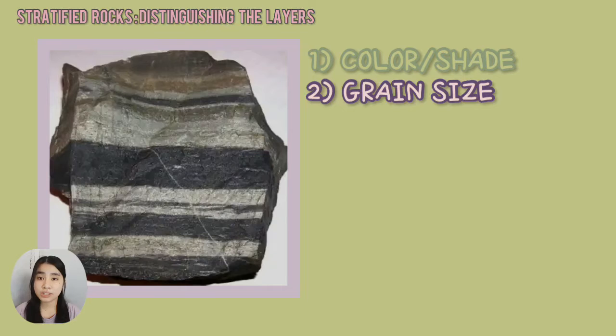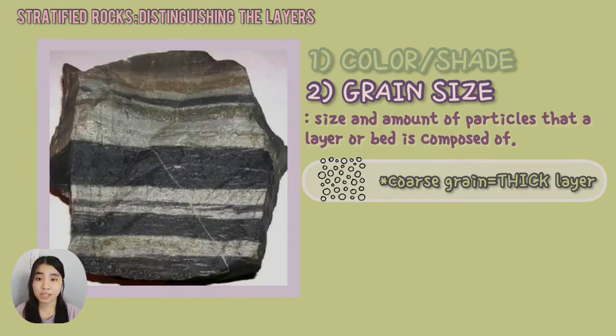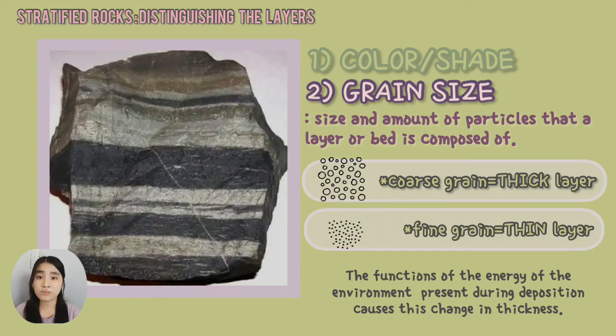Next, we have grain size. Grain size refers to the size and amount of particles that the layer or bed is composed of. For example, if the grain is coarse, the layer it creates is thick. However, if it is fine-grained, its layer or bed is more likely to be thin as compared to coarse grain. But why does it vary in thickness? It is because of the energy of the environment present during deposition.